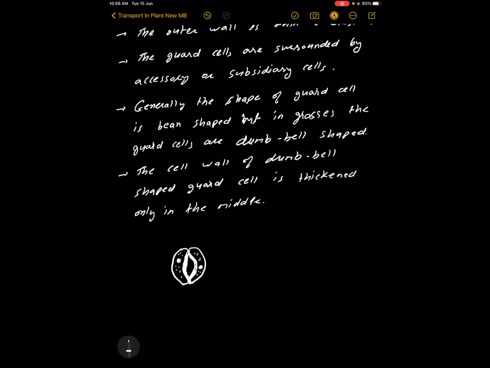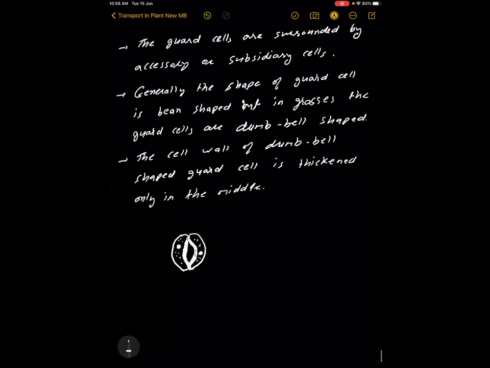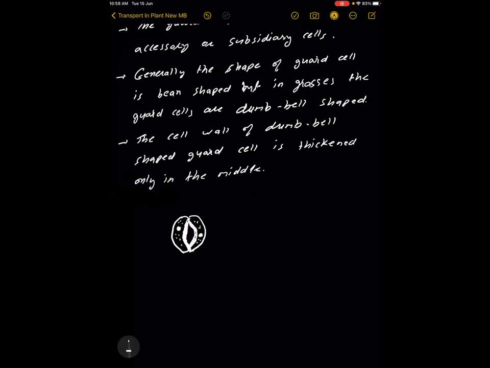Okay, so guard cells are kidney shaped or bean shaped. The inner membrane or inner wall is thickened, the outer wall is thin, and they have chloroplast. This is the structure of the guard cell, and the surrounding cells are subsidiary cells. Around the guard cells, these are helping cells.